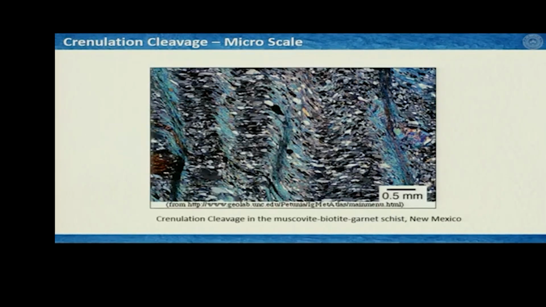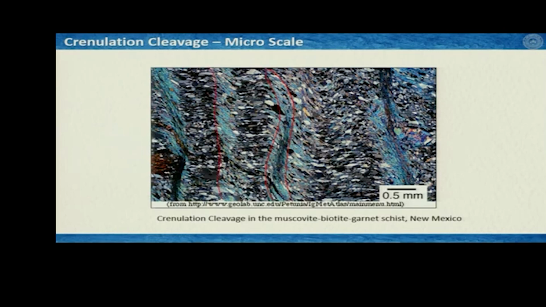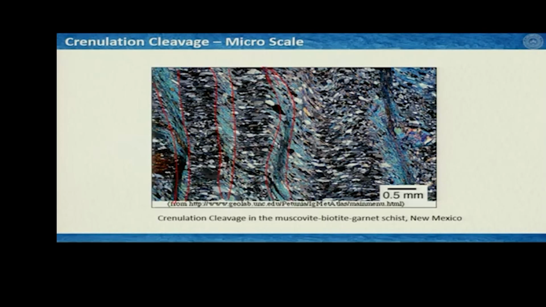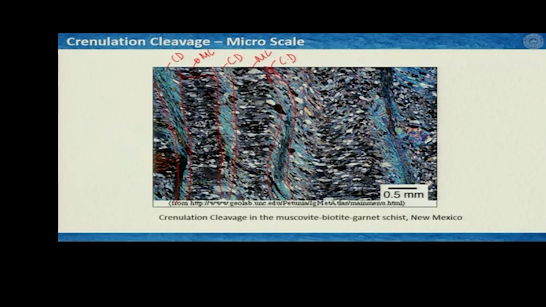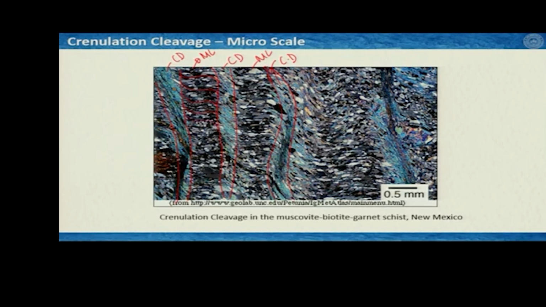So, what we see here are again muscovite-biotite rich zones, and these are your cleavage domains. This is a cleavage domain, this is also a cleavage domain, and this is also a cleavage domain, and in between you have microlithons and so on. Now, how are these microlithons? Yes, we have a fabric here within this microlithon, and therefore, this is a crenulation cleavage.